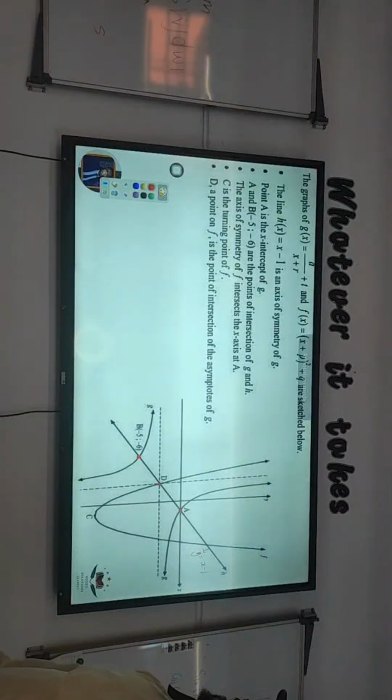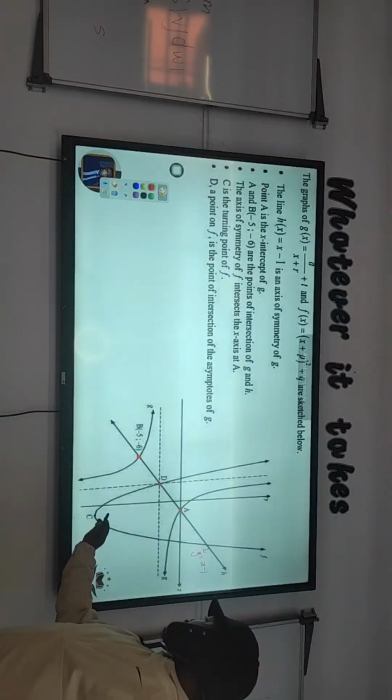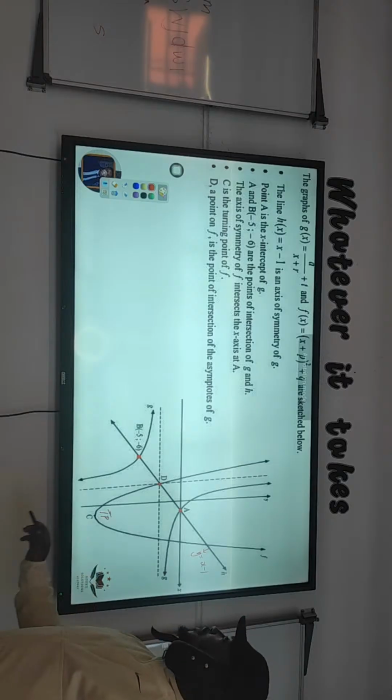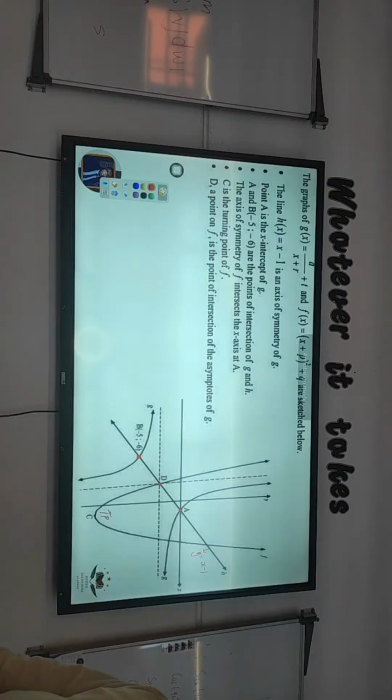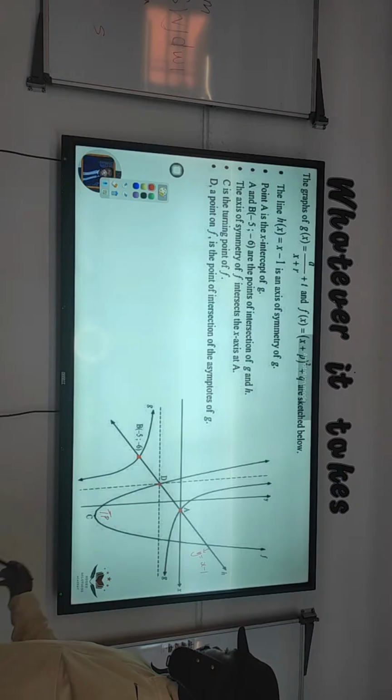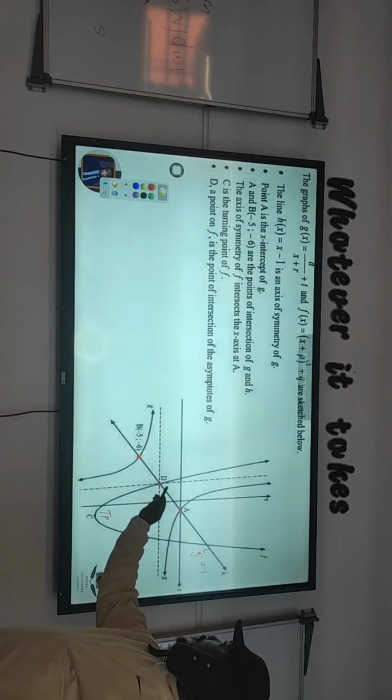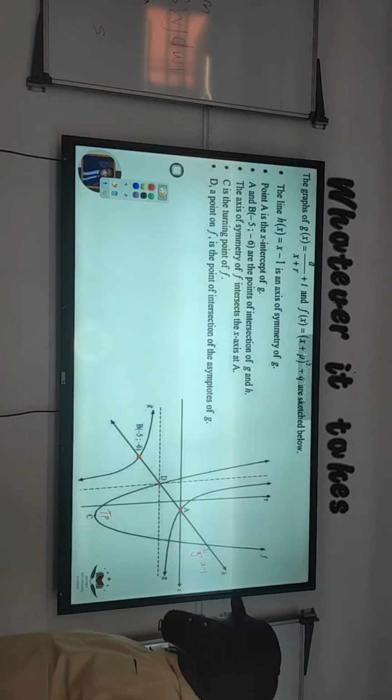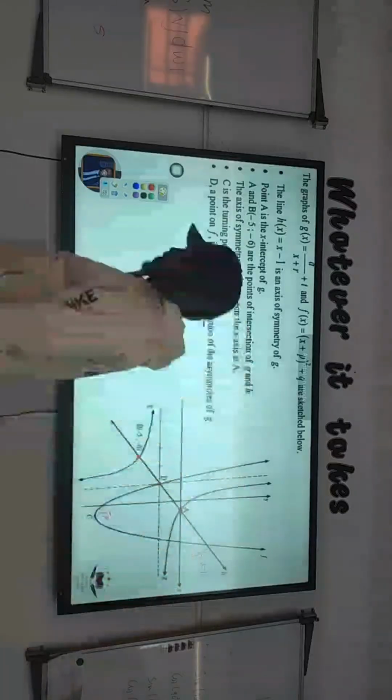And then we have C is the turning point of F. This is the turning point. You can write it as a turning point. And D, a point on F, is the point of intersection of the asymptotes of G. That's point D. That's where the parabola is touching the asymptotes of G.